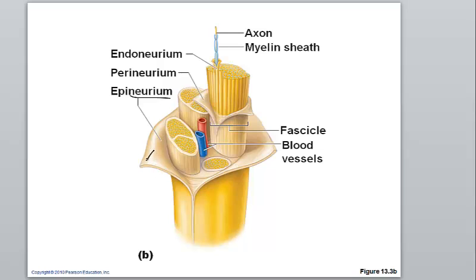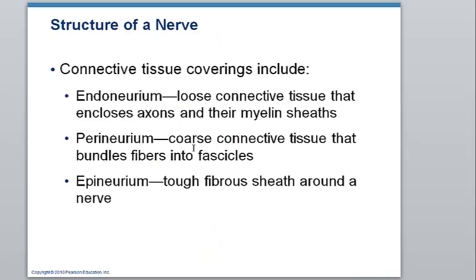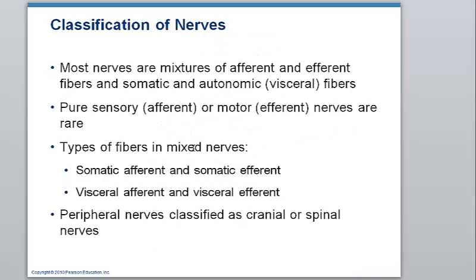So here you have the epineurium. And then surrounding the fascicles, you have the perineurium, and surrounding each neuron, you have your endoneurium. Okay, so they're actually bundles. So the actual peripheral nerve that we know of is a bundle of axons made into fascicles and bundles of fascicles. Within that nerve, you do have their own blood vessels flowing through it as well. All right, your nerve layers: endoneurium is made of loose connective tissue, perineurium, coarse connective tissue, and then epineurium is your tough fibrous sheath around everything.